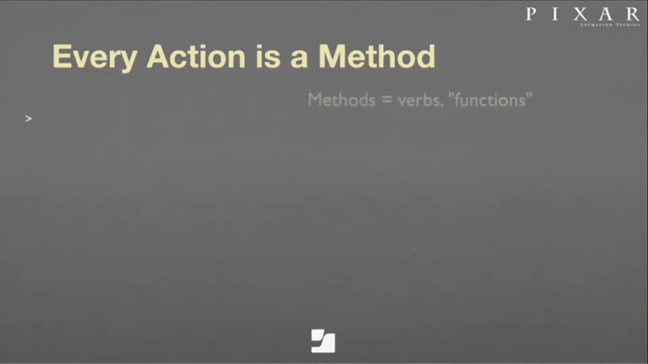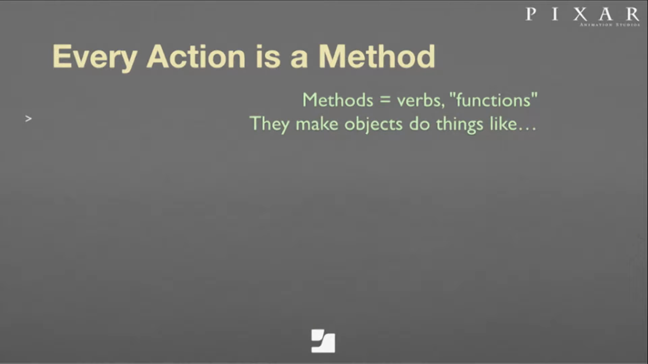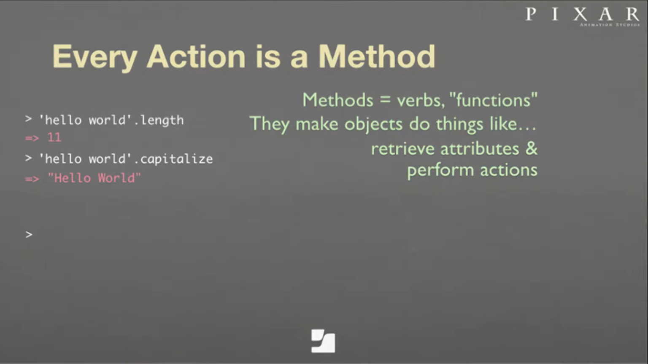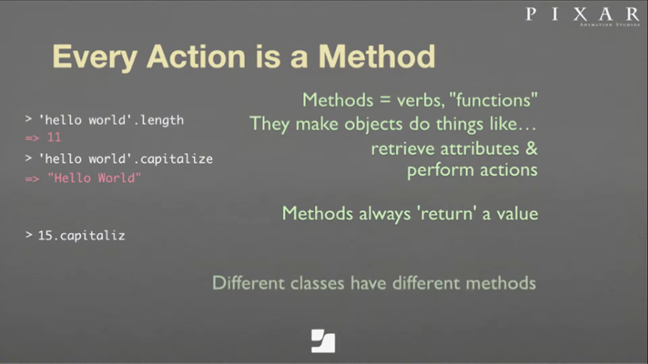Every action in Ruby is called a method. A lot of times other languages call them functions. It's basically just a little chunk of code that you can call. Methods make objects do things. Like, for example, they retrieve attributes. Here we've got the hello world string. We're calling the length method on it, and it returns to us an integer, the number 11, which is the length of the string. That is an attribute of that string. Different strings will have different attributes.